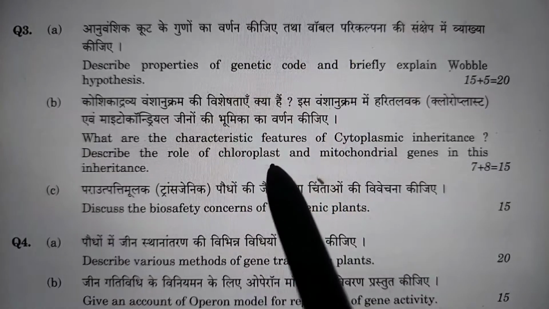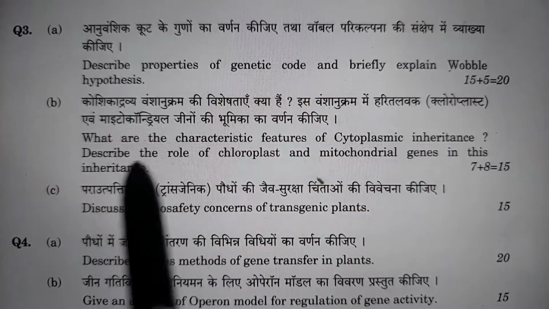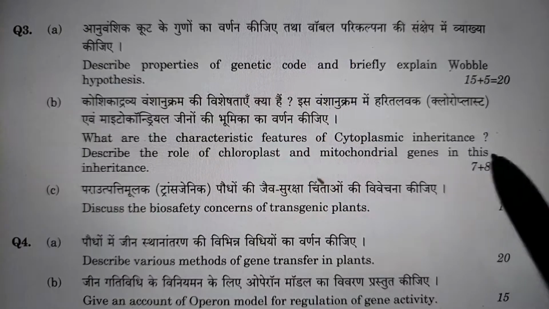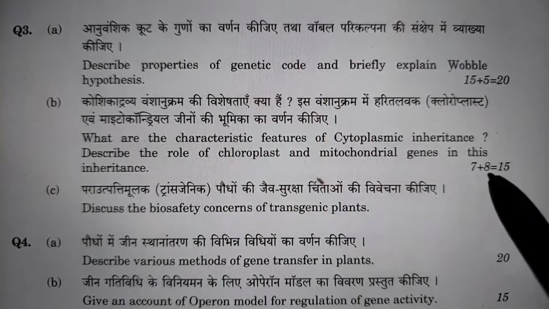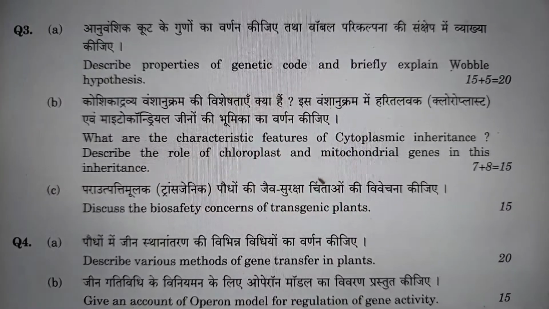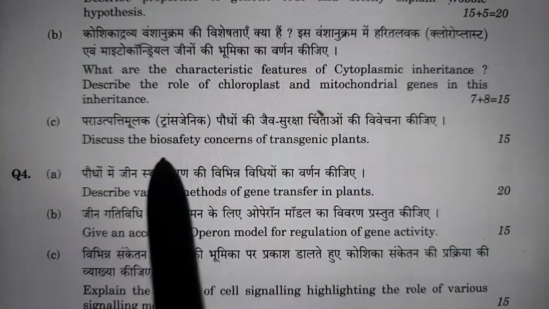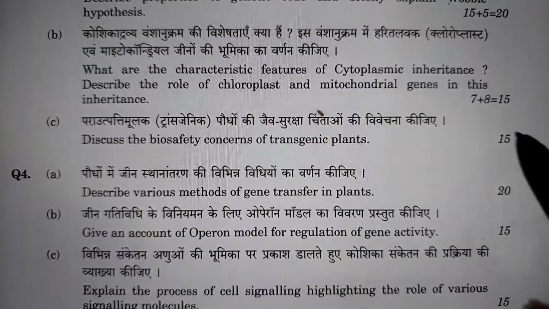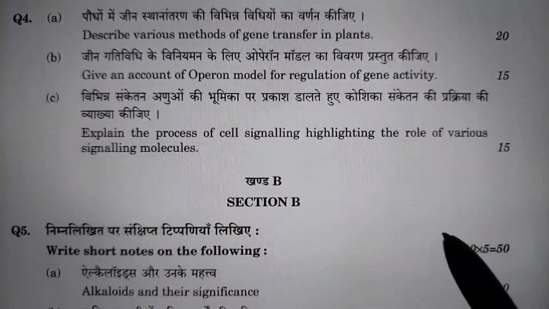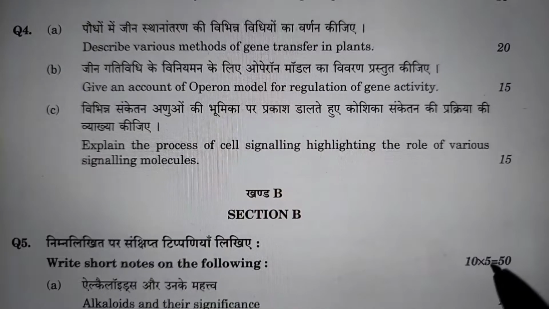Describe the role of chloroplast and mitochondrial genes in this inheritance. 7 plus 8, 15. Option C is discuss the biosafety concerns of transgenic plants. 15 marks. The question number 4 is also having 3 options.